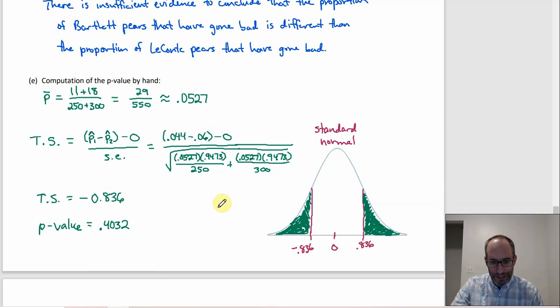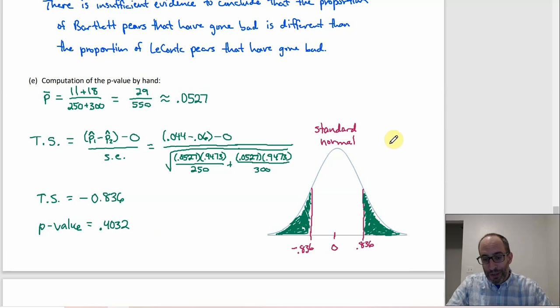If you simplify this down, you end up with negative 0.836 for a test statistic, and you get a p-value that's basically the same thing. I mean, it's slightly different because I had to round the pooled sample proportion very slightly. So that's why it's off by 1/10,000th, and it's 4032 instead of 4031. But, you know, same conclusion, right? It's still way bigger than 0.05, and you're not going to be able to reject the null.